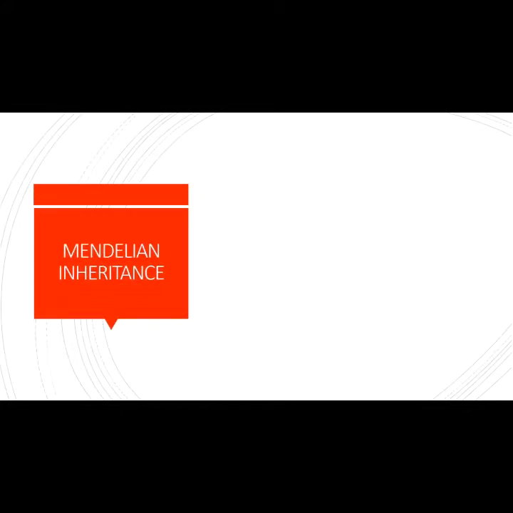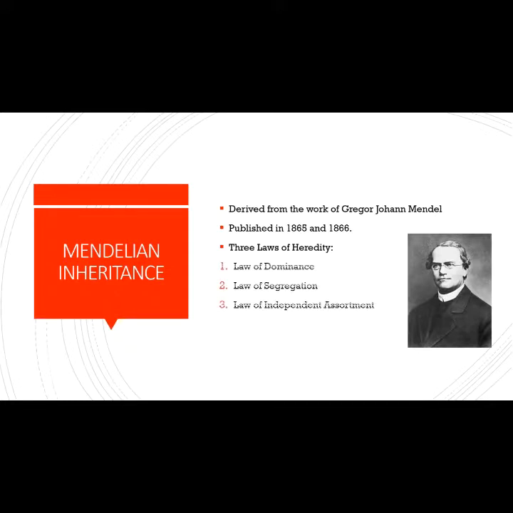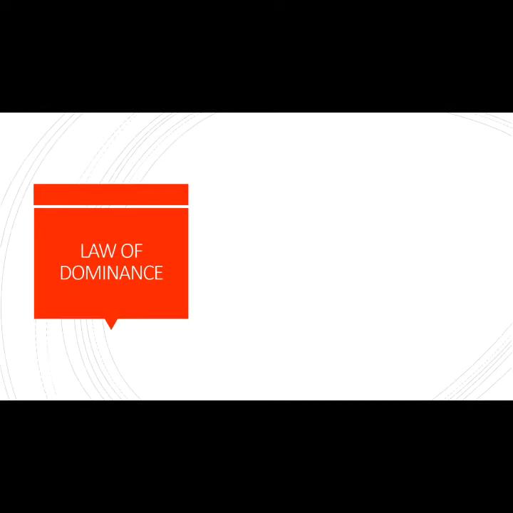Mendelian inheritance, also known as Mendelian genetics or Mendelism, is a scientific description of how hereditary characteristics are passed from parent organisms to their offspring. It underlies much of genetics. This theoretical framework was initially derived from the work of Gregor Johann Mendel, published in 1865 and 1866. It is summarized into three laws: the law of dominance, law of segregation, and the law of independent assortment.